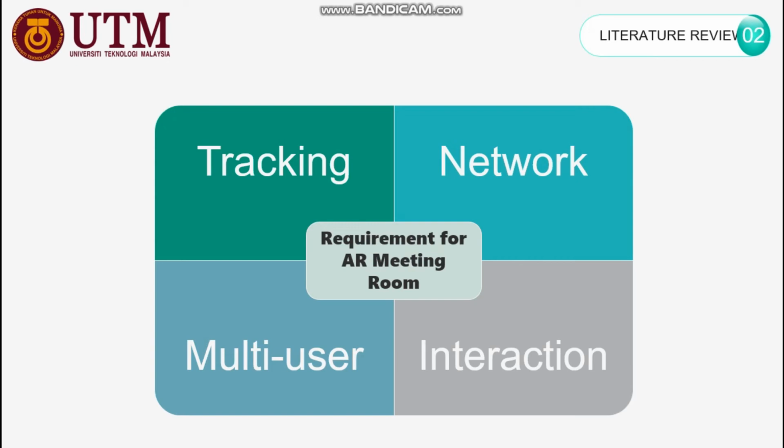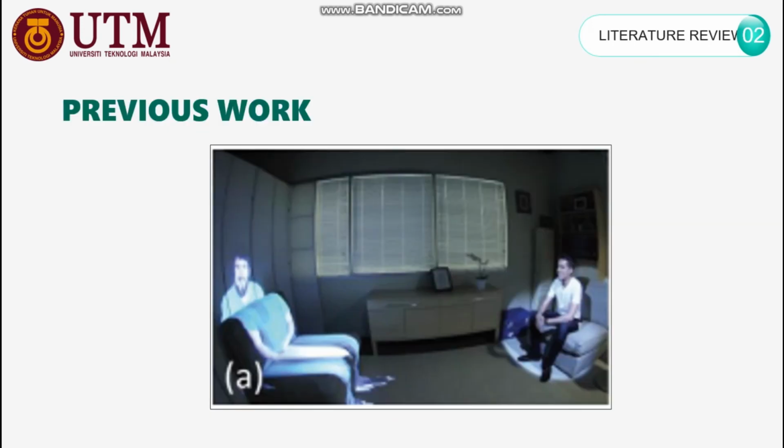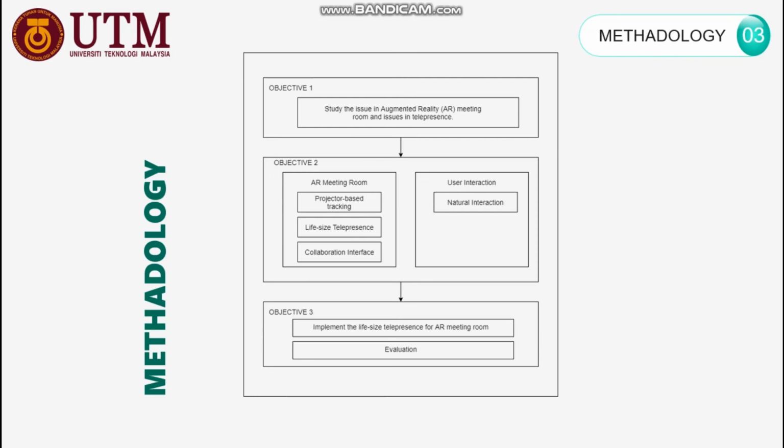There are four requirements for the AR meeting room. First is tracking, then network, multi-user and interactions. The tracking used for AR meeting room is projector-based, where it requires using a projector and camera. The network used is Photon network. The type of interface is collaborative, and the interaction used is natural interactions. This is the previous work on room-to-room life-size telepresence.